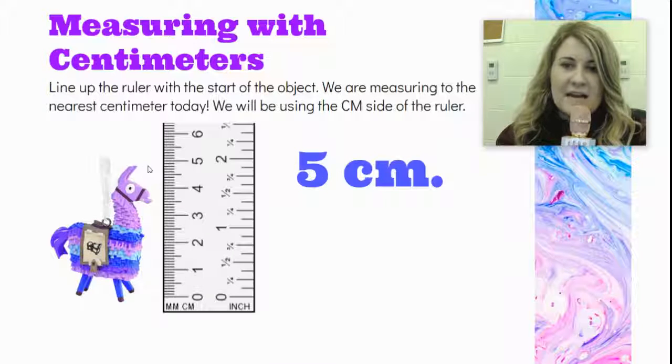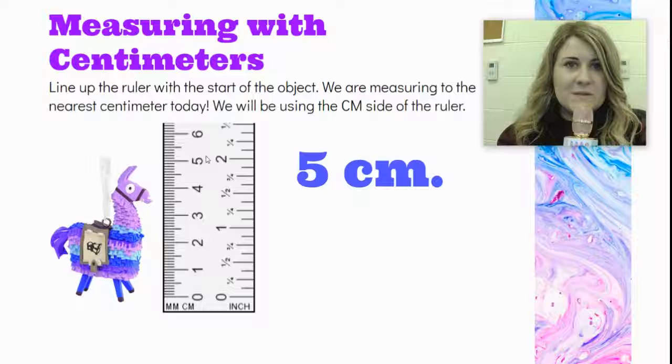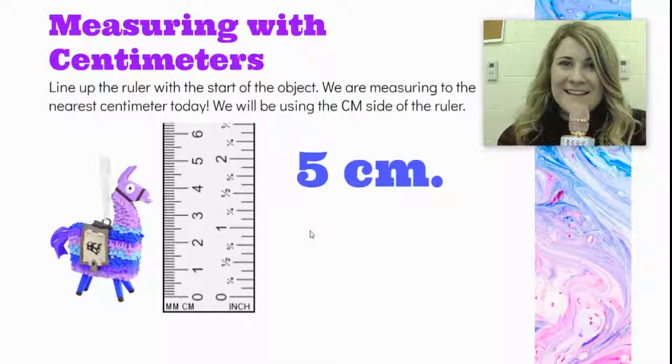Now, if they're not exactly on there, you're just going to want to go with the closest one that it is. And this one is 5 centimeters. If I wanted to measure him over here with inches, he would be about 2 inches tall, showing that, again, centimeters are smaller than inches.